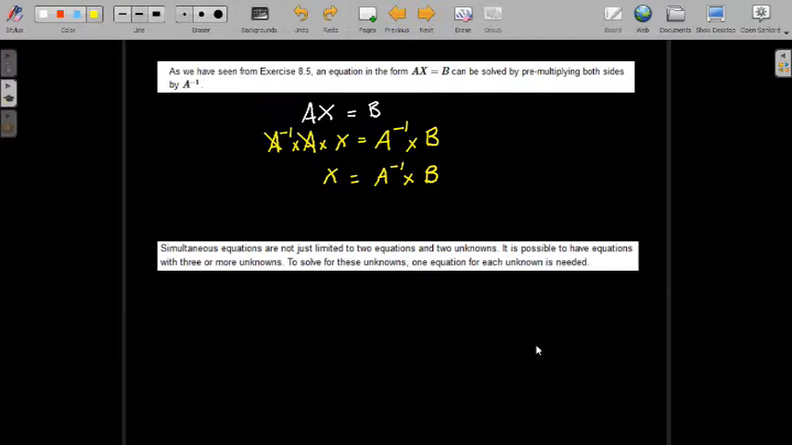Simultaneous equations are not limited to 2 equations and 2 unknowns. Basically the same method applies as we get bigger. I've just shown where we're trying to find 2 unknowns. If we were looking for 3 unknowns, for example, we would need 3 equations. So 2 unknowns need 2 equations, 3 unknowns would need 3 equations, and so on. To solve these unknowns, 1 equation is needed for each unknown.